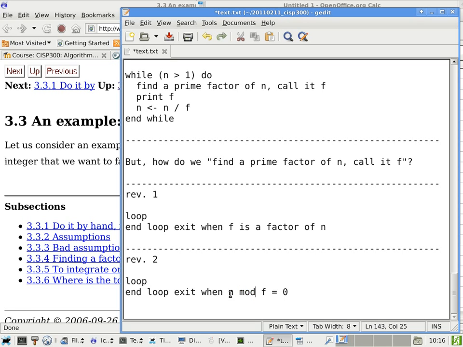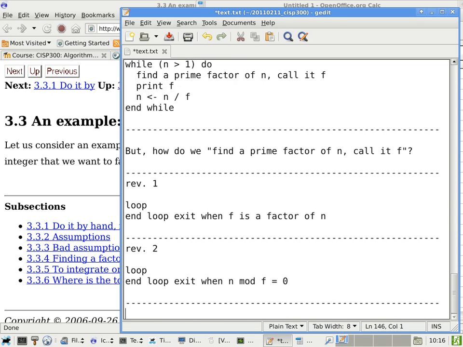So this term here is referring to the remainder of n divided by f. If n divided by f has a remainder of 0, then we know f is a factor of n. So we'll call this another revision. We made some progress. This is making really good progress because it really spells out what the algorithm has to change in order to get out of the loop.